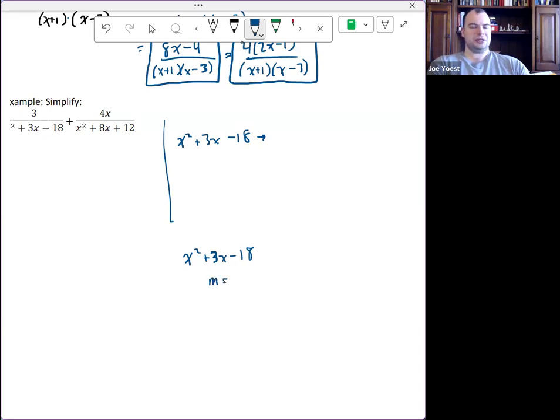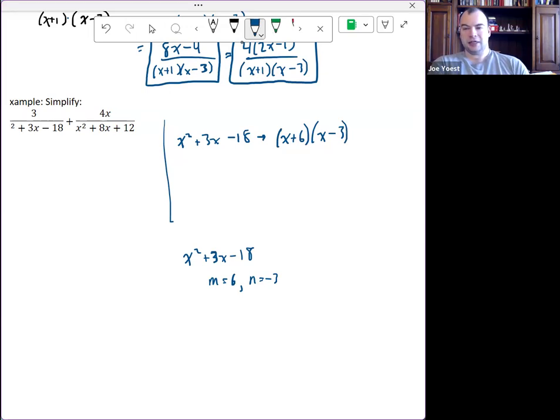I think that's going to be something like 6 times 3, right? One being plus, one being minus. I think that's going to be a plus 6 and a negative 3. If I multiply those, 6 times 3 is 18 with the negative, that looks right. And if I add them, 6 minus 3 is positive 3. So this factors into x plus 6 times x minus 3.